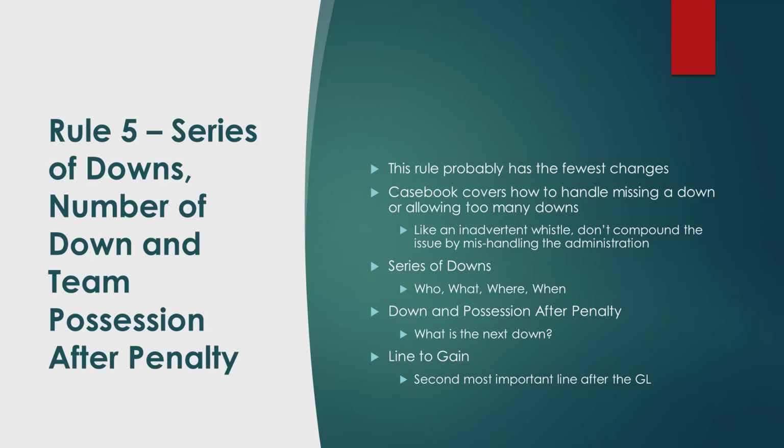And then the line to gain, second most important line after the goal line. We need to know it. We need to know it ahead of time. And then we need to know how it's established and what yardage is needed to attain that line to gain. So obviously a big deal in the game of football, and a rule that we would want to know pretty thoroughly. So make sure we get into Rule 5, series of downs, number of down, and then team possession after penalty.